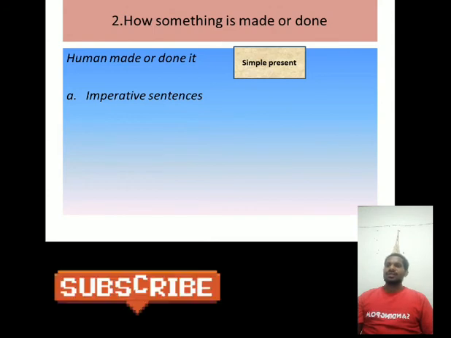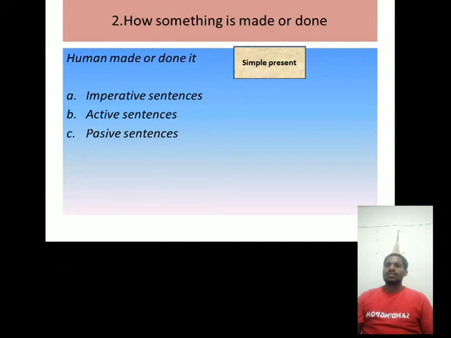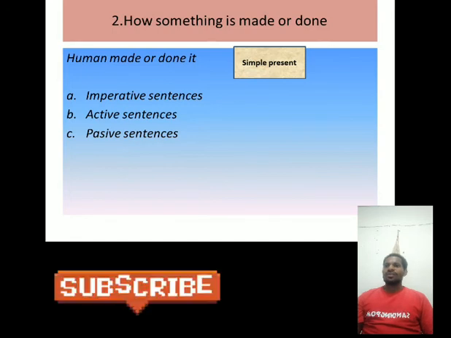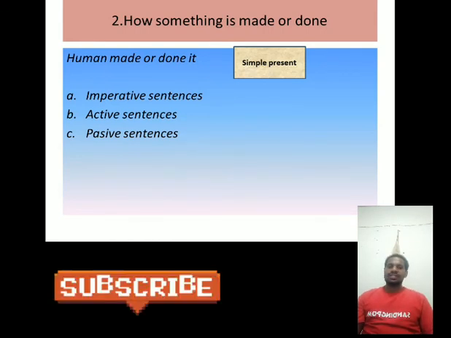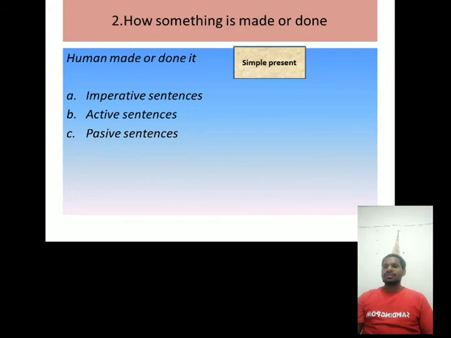A, imperative sentence; B, active sentence; C, passive sentence. So, this second video part explains how something is made or done, or how something can be made or completed, where humans or someone make or complete it using the simple present tense.